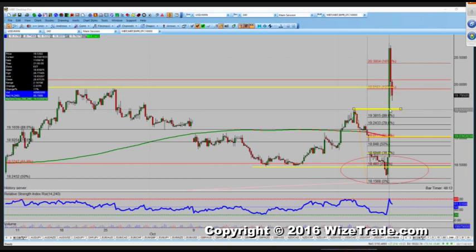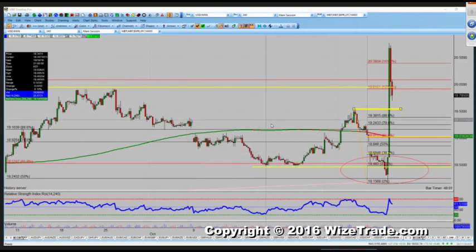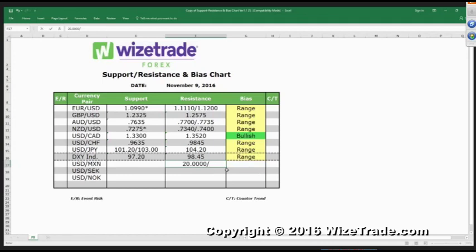So 20, 19.50. Resistance is 20, and then beyond that is going to be 20.75. Then obviously 21. Support should be at 19.50 today. This thing is bullish.